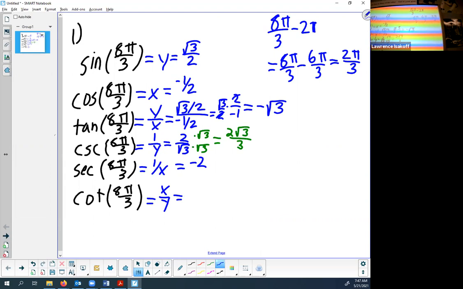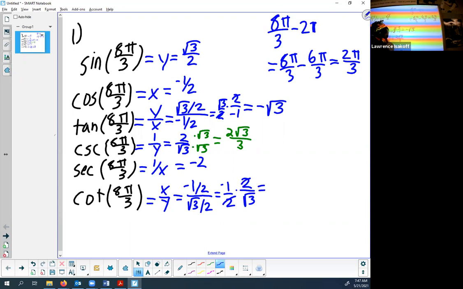So I take my x value, -1/2, over my y value, root 3 over 2. Again, I don't like having fractions inside a fraction. So I'm going to write this as -1/2 times the reciprocal of the denominator. So that's 2 over root 3. Those cancel, giving me -1 over root 3. And I had just stated that's the reciprocal of my tangent value. Again, it doesn't matter which way you took it, it's the same.